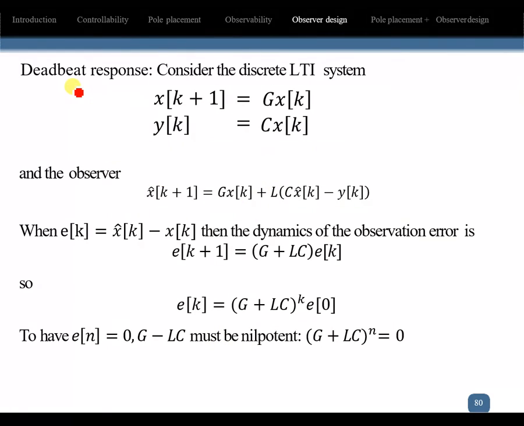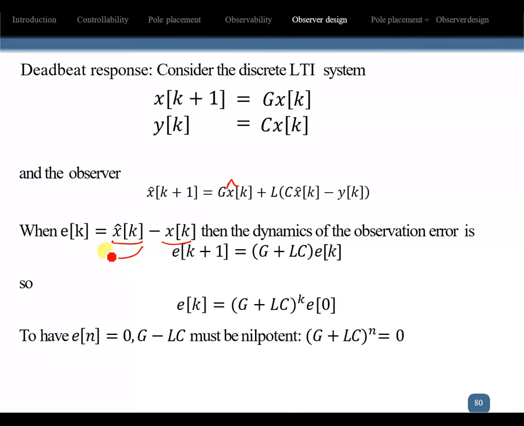Now we consider the deadbeat response. If you have a system x(k+1) = Jx(k) and y(k) = Cx(k), the observer of the system is x hat(k+1) = Jx hat(k) + L(x hat(k) - y(k)). The error of the observer is x hat(k) minus the real x(k). Then the dynamic of the observation error e(k+1) is equal to (J + LC)e(k).